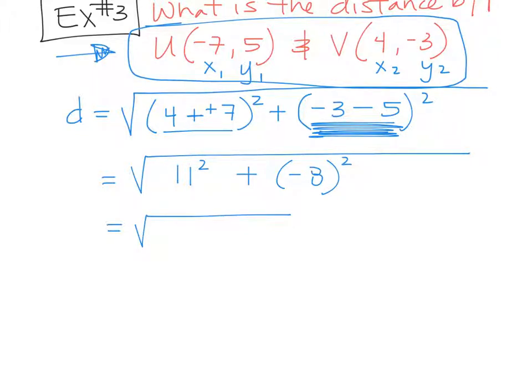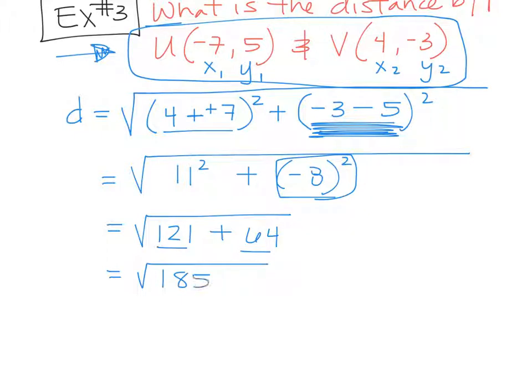All right, so break it down one more level. 11 squared is what? Anyone know that off the top of your head? 121, right? It's 11 times 11. So 11 squared is 121. And then negative 8 squared is a positive 64. Okay? Simplify it one more level. You're going to add those together. 121 plus 64 is the square root of 185.